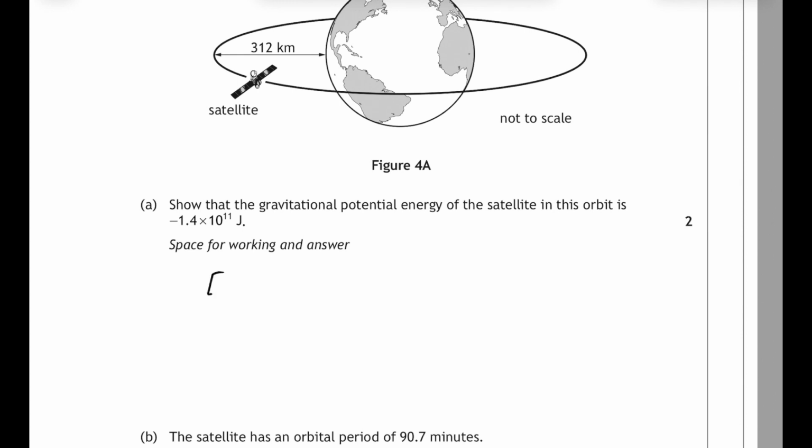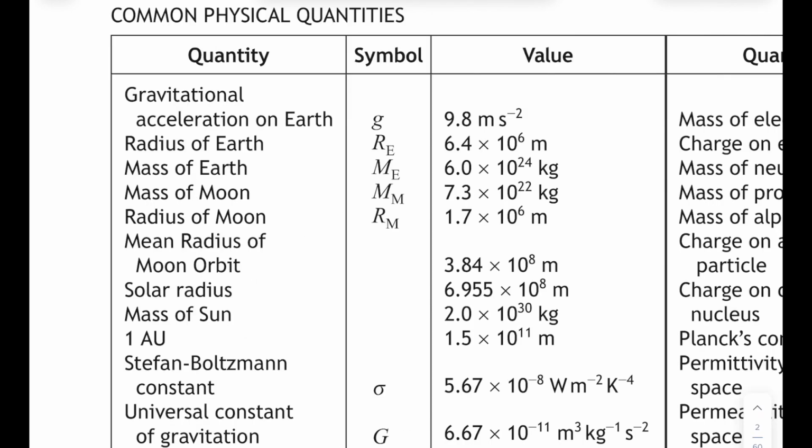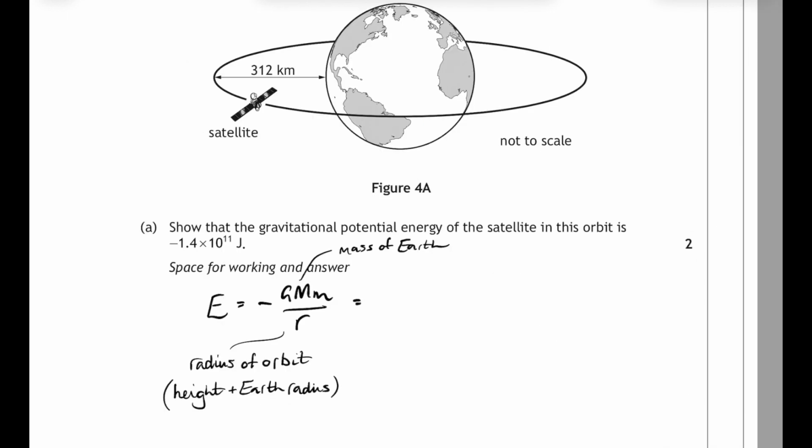So we're going to need the gravitational potential energy equation: EP equals minus GMm over r, where r is the radius of the orbit. For that we need to add the height of the satellite above the Earth's surface plus the Earth's radius. And big M is the mass of the Earth. So we'll need quite a few things off the datasheet here: the radius of the Earth, the mass of the Earth, and big G as well. That's on your datasheet, and then we're going to sub them all in here.